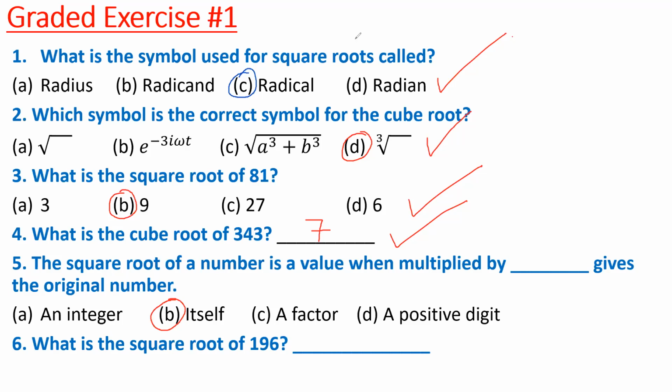Very good. And then finally, what is the square root of 196? Say it again. I have 13. I have 14. 14 or 13? 14, yes, 14. Because 14 times 14 is what? 196, right? 14 times 14 is 196.